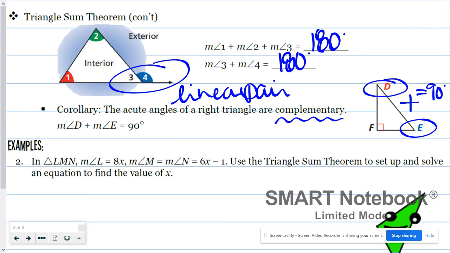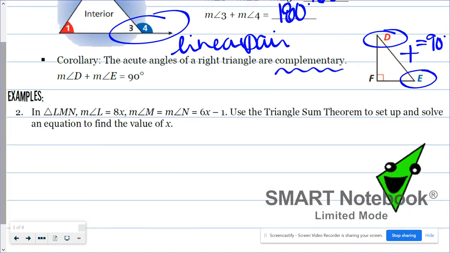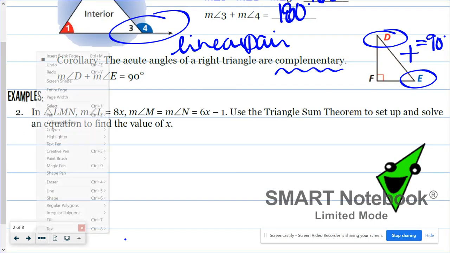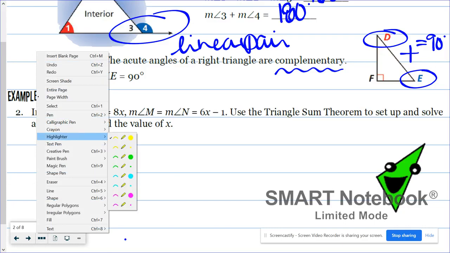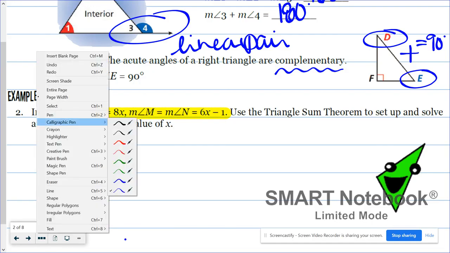So in problem 2, it says that in triangle LMN, the measure of angle L is 8x, and the measure of angle M equals the measure of angle N equals 6x minus 1. Use the triangle sum theorem to set up and solve an equation to find the value of x.